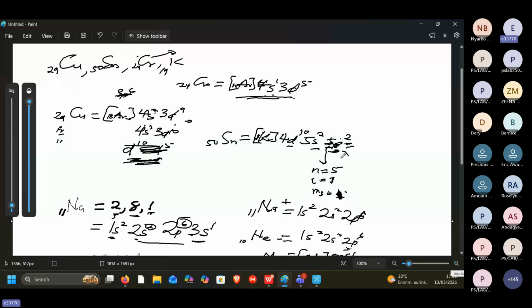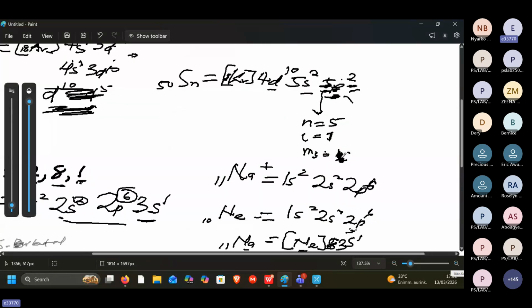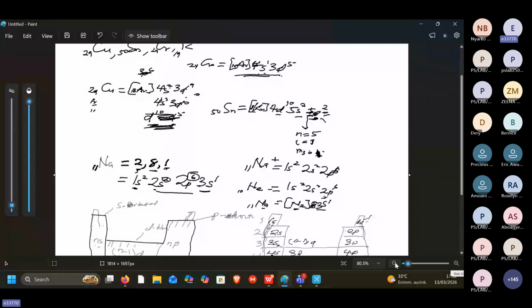For example, if I want to locate sodium, which is number 11, it tells me I should be looking at period number 3, or energy level 3, in the S block, and then group 1. That's where sodium can be found.